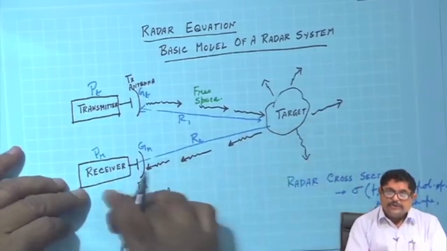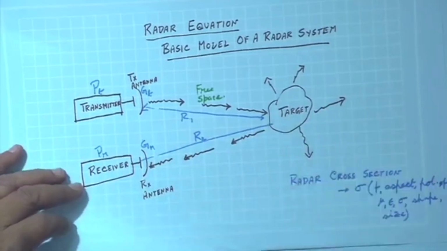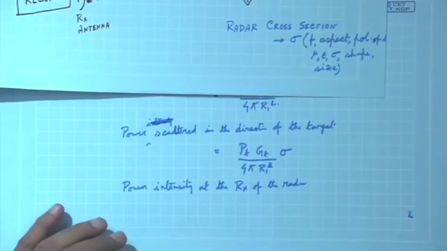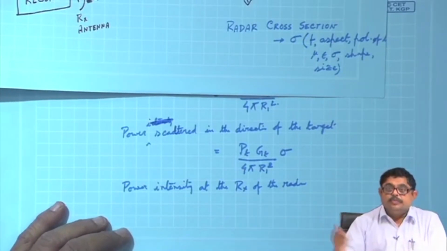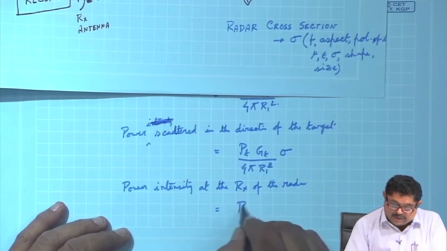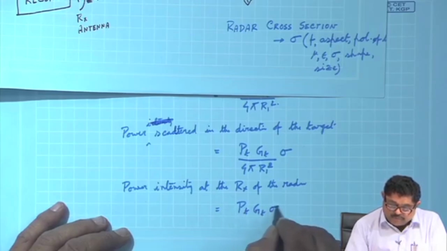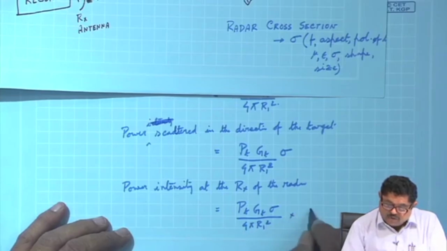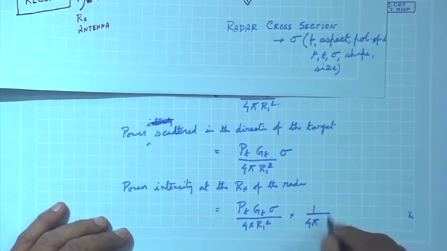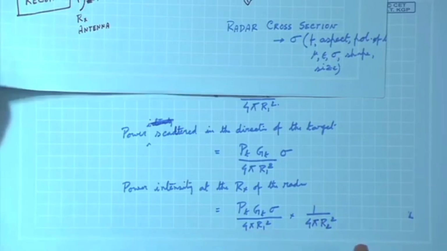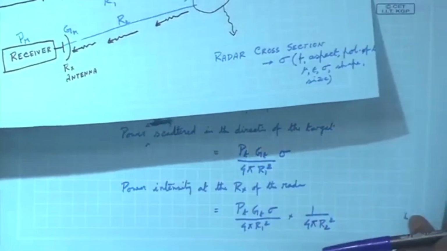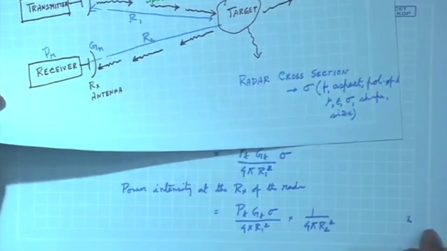So, since this distance r2 is very large, it will be a plane wave. We know a plane wave is a sort of approximation of the spherical wave at a large distance. So we can write that this intensity will be this power by 4 pi r1 square into 1 by 4 pi r2 square, because that variation we know from our basic electromagnetic understanding, that it is a plane wave falling. So, it will be like this.